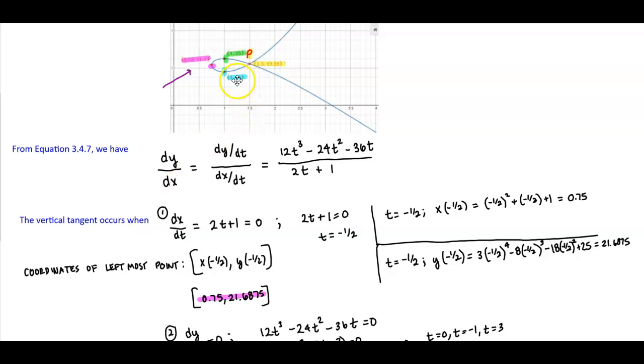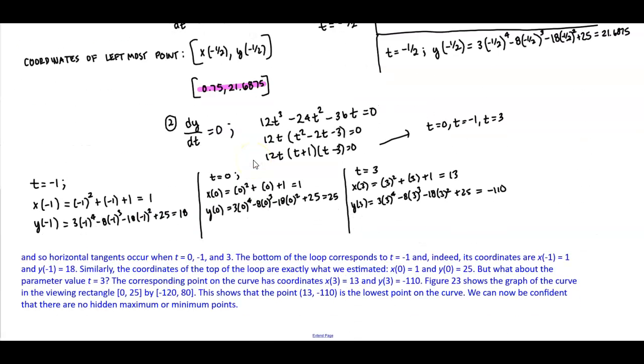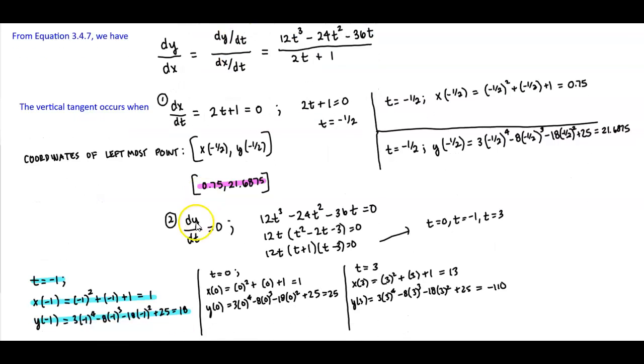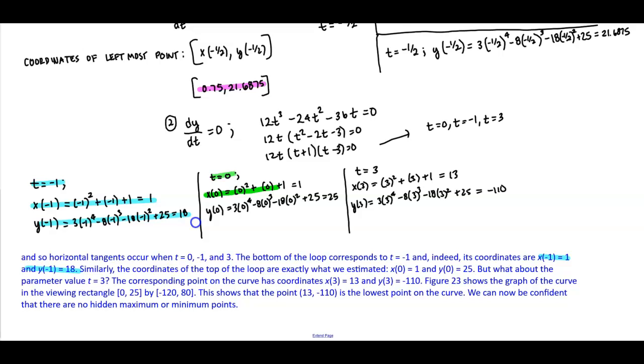So let's take a look up here. There is 1 and then there's 18. So we can see that t equal to negative 1 gives us the coordinates of 1 and 18. Similarly, the coordinates at the top of the loop are exactly what we estimated. Remember, at the top of the loop, we got 1 and 25. So when t was equal to 0, we got the x coordinate of 1, the y coordinate was 25. So the top of the loop was estimated there.